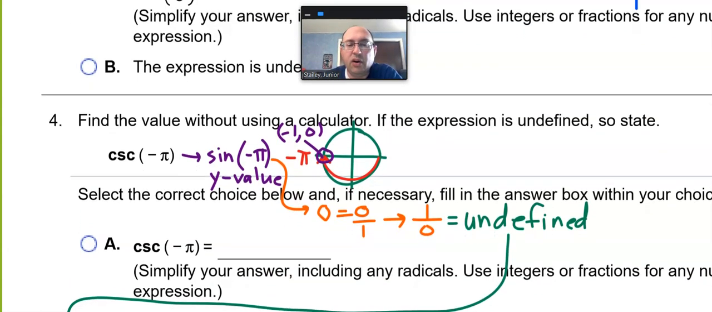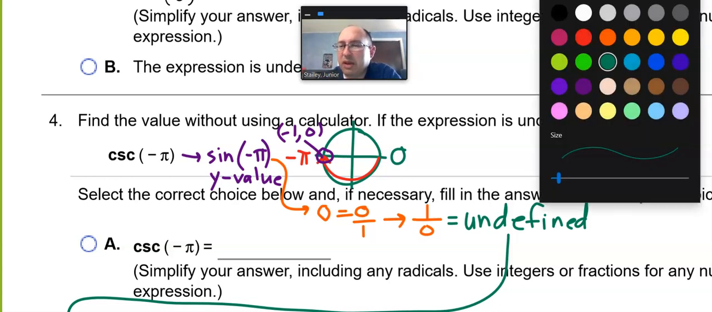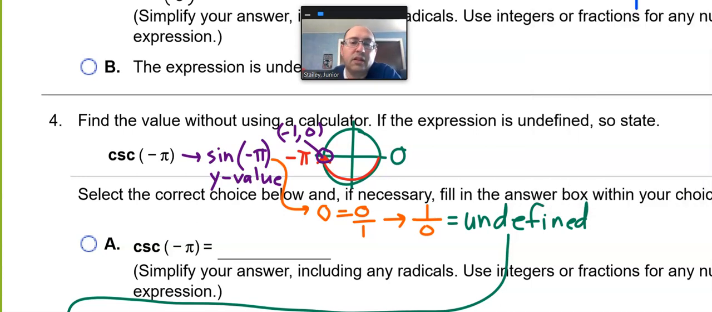Cosecant negative pi. All right, think about this. You got 0 over here. Negative pi takes you over to the left side of the circle. I have to always think backwards when I'm doing those things, like that whole quadrant thing.